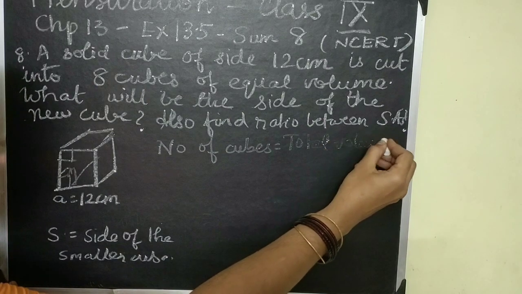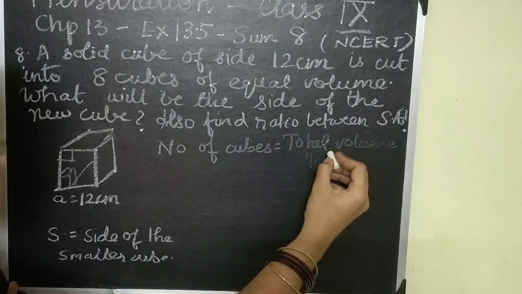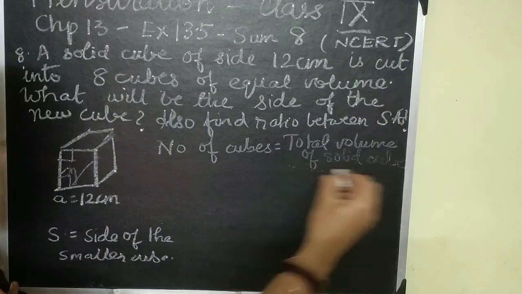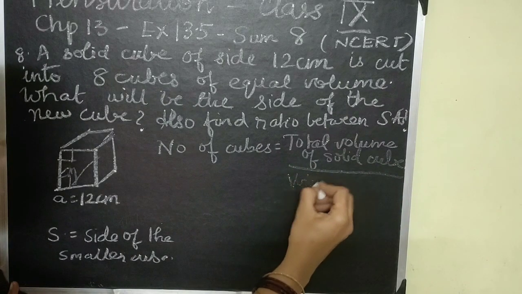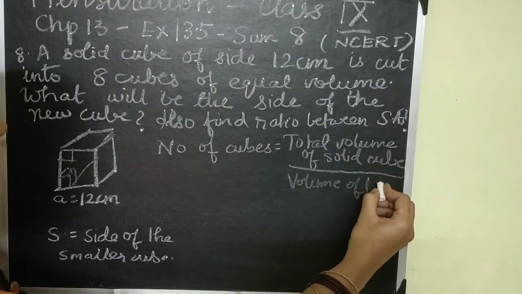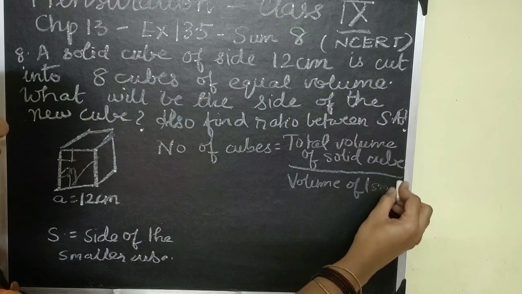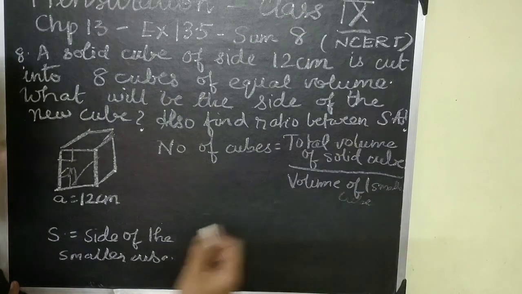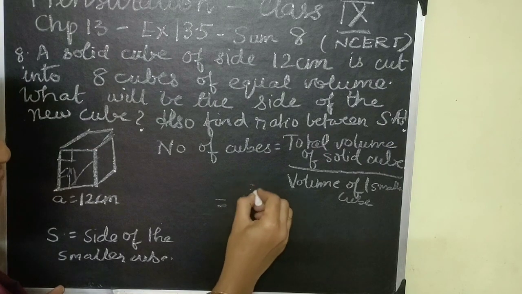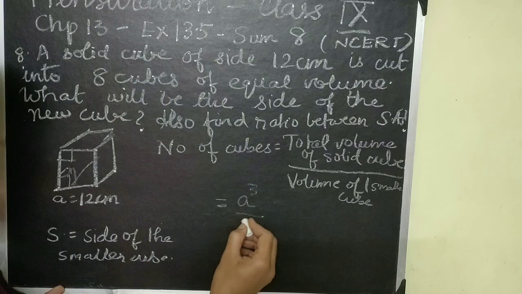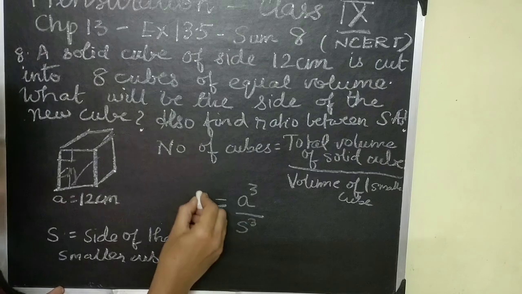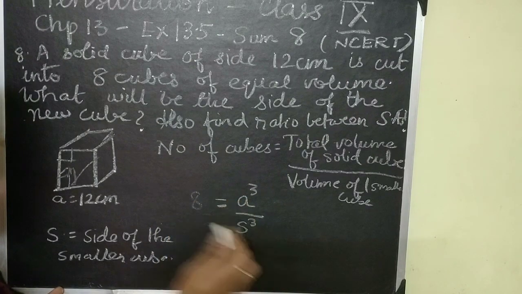So the number of cubes will be equal to the total volume of the bigger one, the solid cube, divided by the volume of one smaller cube which is inside it. Now we know the volume is equal to, since the side is A, A cube, and this smaller one is S, so S cube. Now we know the number of cubes is 8. So 8 is equal to A cube by S cube.